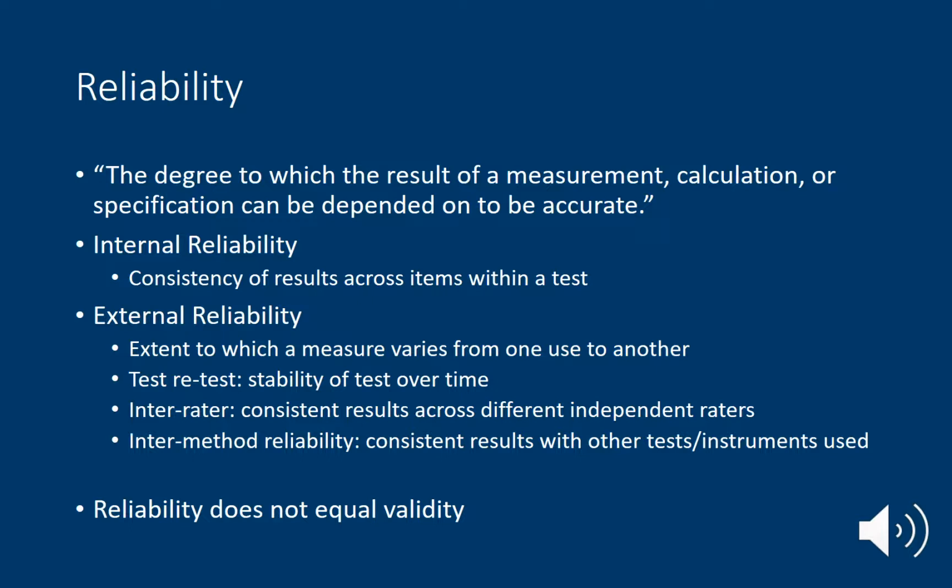So there is both internal and external reliability. Internal reliability is that the results are consistent between items in a test, and the other is external. That's the extent to which a measure varies from one use to another. So in other words, the test-retest reliability, the inter-rater reliability, and the inter-method reliability. Does it give consistent results with other tests or instruments that test the same function? And it's very important to recognize that reliability does not equal validity. Just because something is reliable does not make it valid.